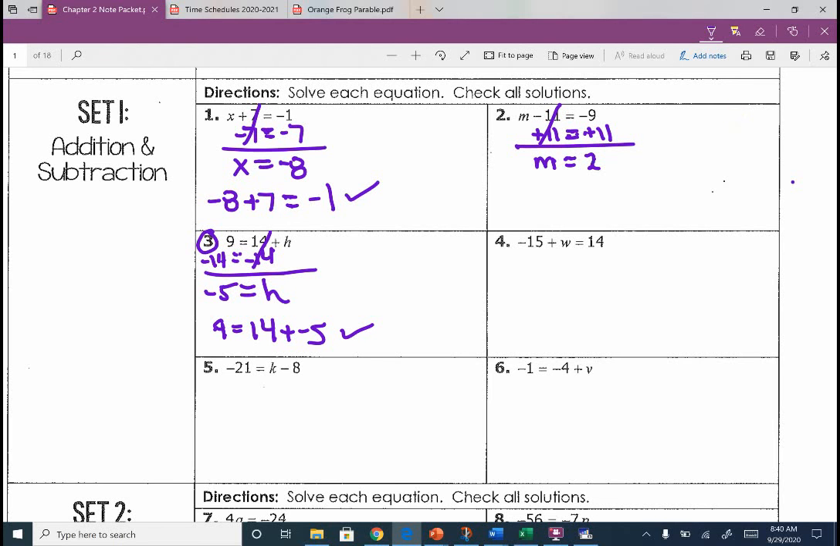Now, instead of raising my hand, Miss Golly, did I do this right? Check it. We talked yesterday, one of the coolest things is when you take a quiz or test in this unit, you can check it and know you're right before you even turn it in. Put the 2 that you got for your solution back in for m. 2 minus 11, does that equal negative 9? Yes, it does.